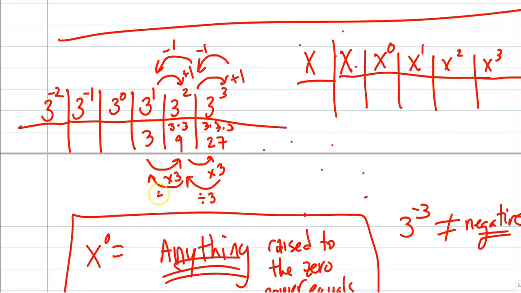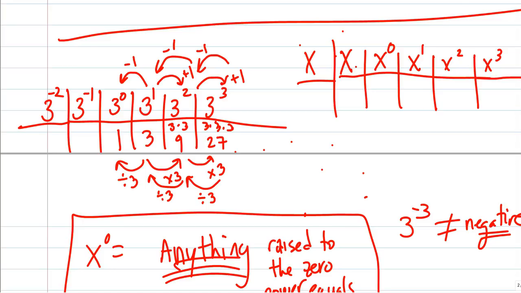Divide by 3. So how do I go from 3 to the 1 to 3 to the 0? The most common mistake is that people here will tell me that this is 0. And that's incorrect. Because going to the right, we are multiplying by 3, multiply by 3, multiply by 3. Going to the left, we are dividing. So 27, 9, 3. What is 3 divided by 3? 3 to the 0 power is 1.